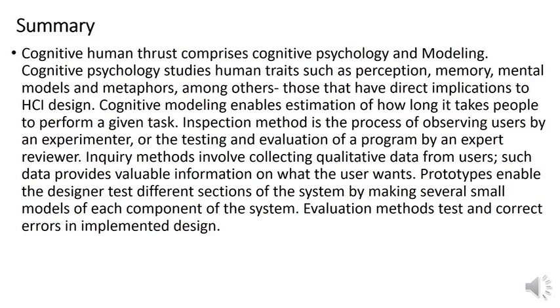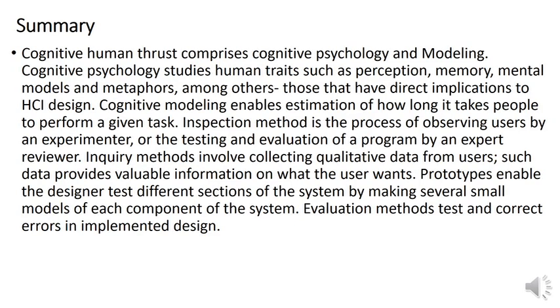So, to summarize this, cognitive human factors comprise cognitive psychology and modeling. Cognitive psychology studies human traits such as perception, memory, mental models, and metaphor, among others, those that have direct implications to human-computer interaction design. Cognitive modeling enables estimation of how long it takes people to perform a given task.